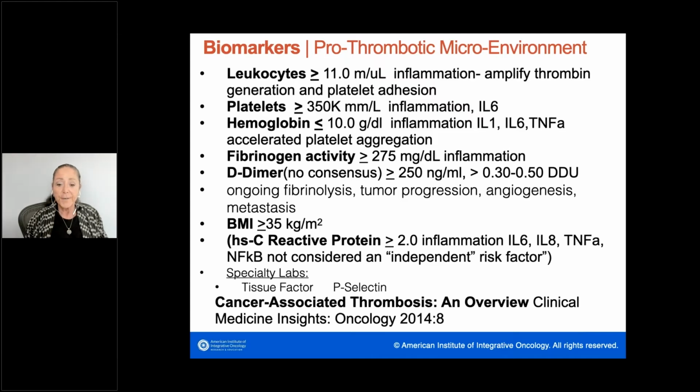There are some great papers. I have a lot of references in here that I'm just going to fly by so I can get through the lecture, because I want to get to all the big ideas here. But here's the first thing you do. You order a CBC with differential, and you order a fibrinogen, D-dimer, and a C-reactive protein on all your patients, and watch that.